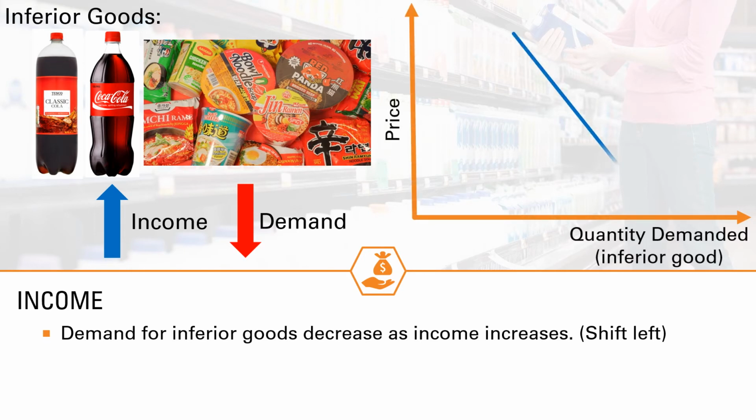And in terms of the demand curve, we say for an inferior good, when the income increases, the demand decreases. So what happens to the curve? That will shift to the left.